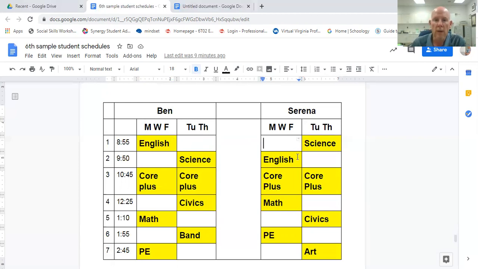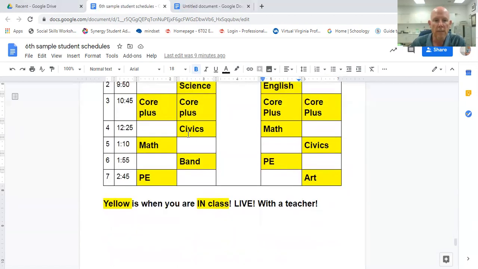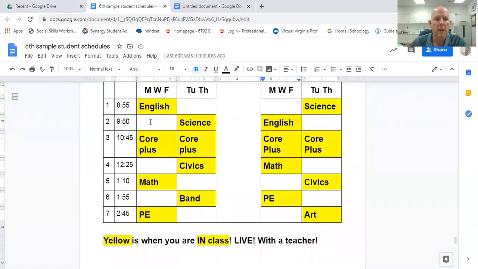So moving on, take a look at Ben. Then he goes from English into one of those blue periods, and she would start her English class. So he's got it first bell, and she has it second bell. But Monday, Wednesday, Friday for both.